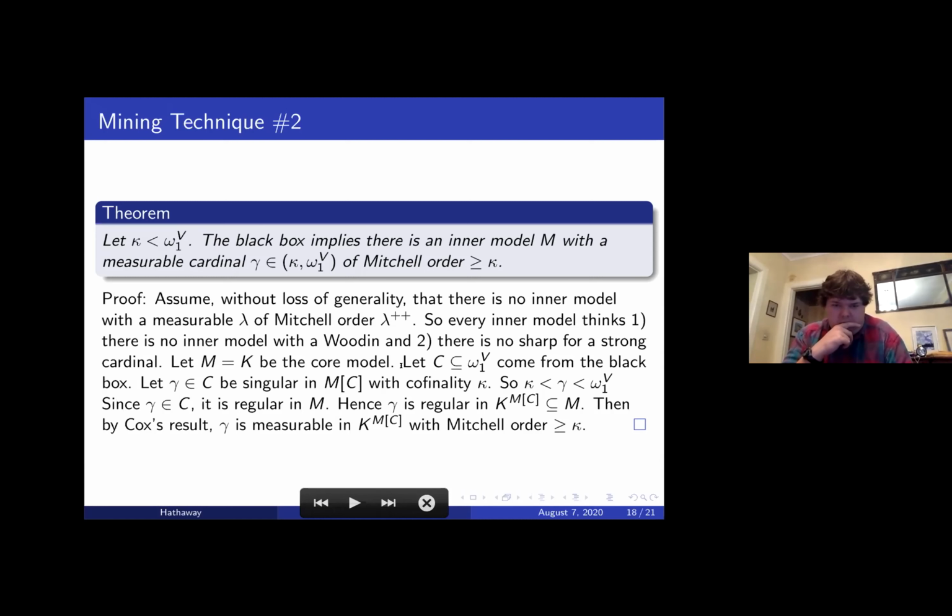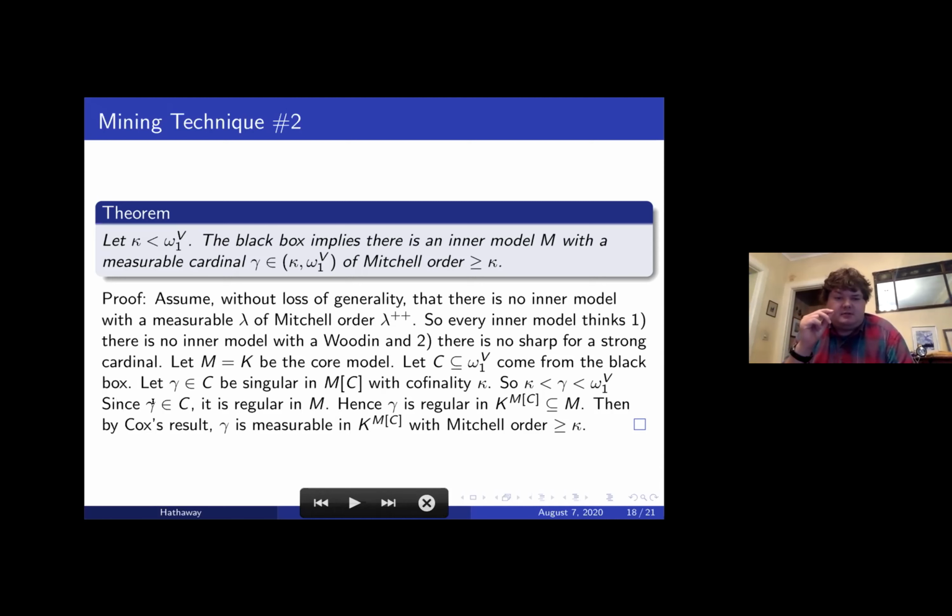And we're going to let C, a subset of omega 1, be a club that comes from the black box. So what the black box gives us is a cardinal gamma, which is singular in M[C], but is regular in M. And we can pick the singular cardinal to have arbitrarily large cofinality. So we're going to pick the singular cardinal of M[C] to have cofinality at least kappa. Sorry, I should have said at least kappa there. Okay, so kappa is less than gamma less than omega 1 of V. This should be a period, sorry.